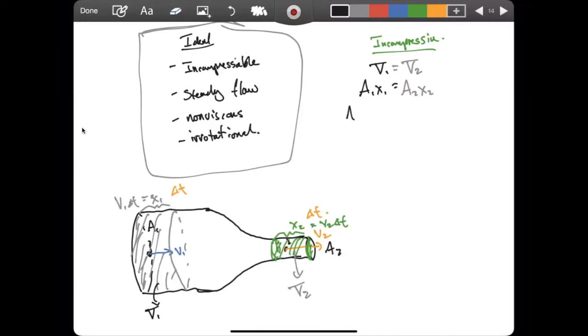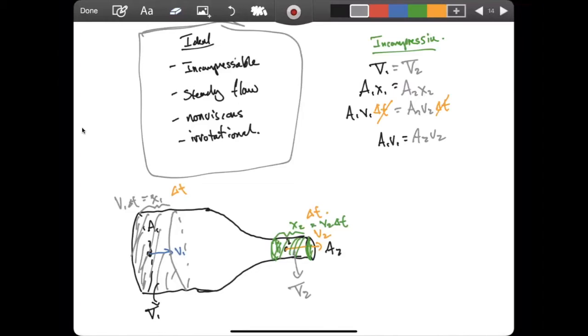So let's write that in. I get A1 v1 times delta t equal to A2 times v2 times delta t. But the delta t's are the same. So what this tells me is that A1 V1 must be equal to A2 times V2.